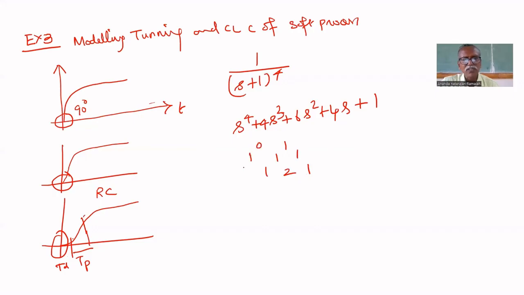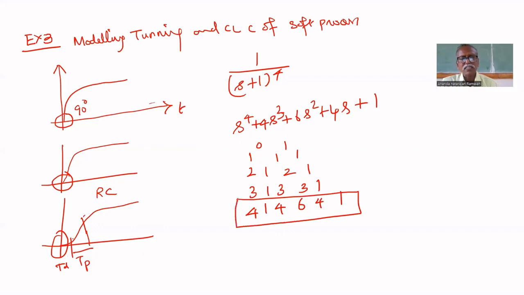This is 0 order, first order, second order. Third order means 1, 3, 3, 1. Coefficients of the terms. Fourth order means 1, 4, 6, 4, 1. You have to use this triangle to find the coefficients. So fourth order means these are the coefficients: 1, 4, 6, 4, 1.